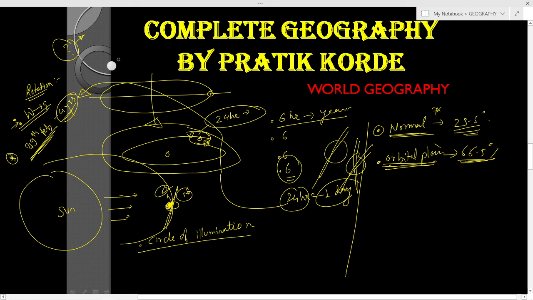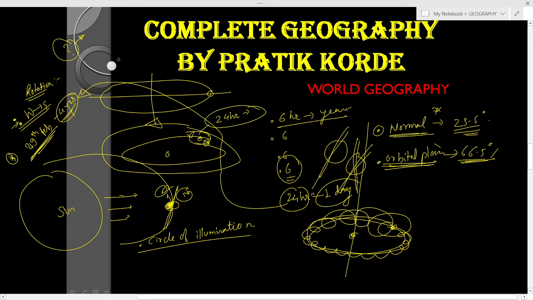Now we'll talk about the revolution. As far as the revolution of Earth is concerned, the motion of Earth around the Sun in its orbit is called revolution. That is, the Earth which goes around the Sun, that particular orbit motion we call revolution. At the same time, it will perform its rotation as well.